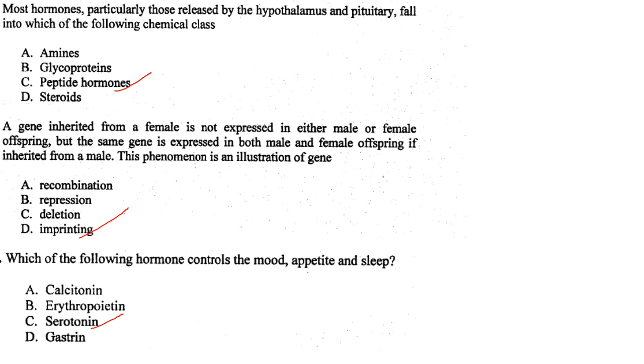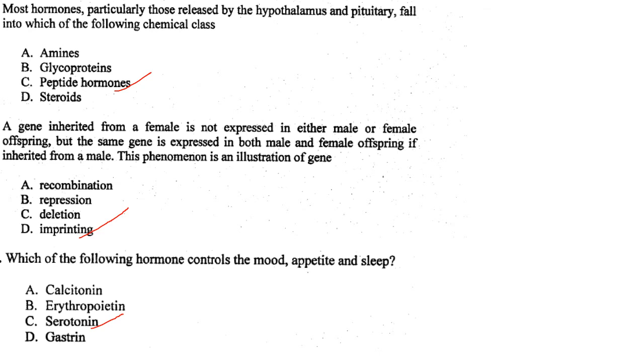A gene inherited from a female is not expressed in either male or female offspring, but the same gene is expressed in both male and female offspring if inherited from a male. So this phenomenon is called imprinting. In this, a gene inherited from a female is not expressed in either male or female. But if the same gene is inherited from a male organism instead of the female, then it will be expressed in both female and male offspring.